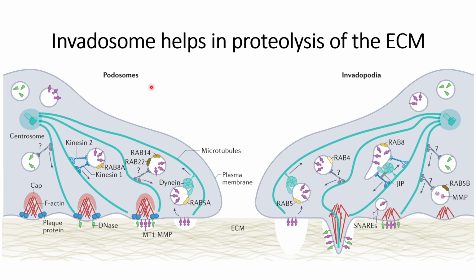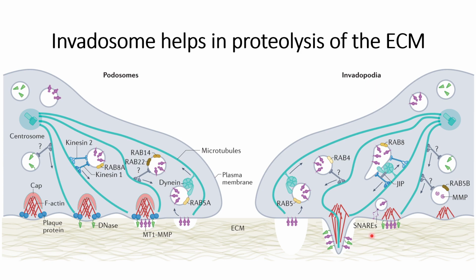This is about podosomes. Now let us understand some of the internal mechanisms of invadopodia, which we have not covered in our previous videos. Similar to podosomes, it also forms long polymerized F-actins. However, the difference is that it does not have any plaque protein. So invadopodia work towards ECM degradation only with these polymerized F-actins.